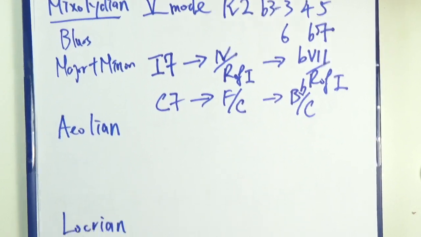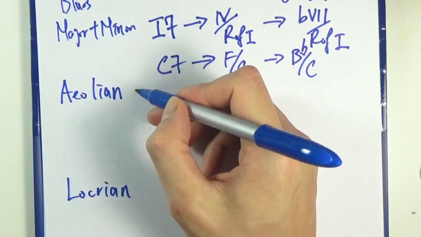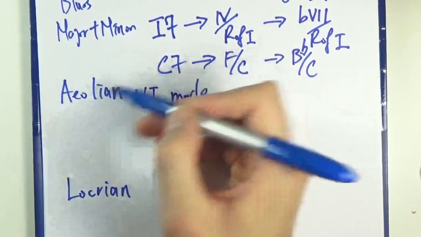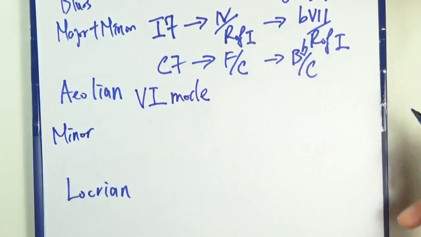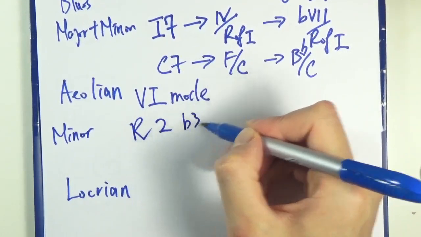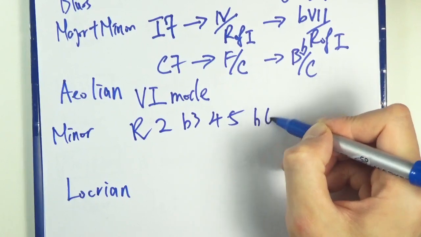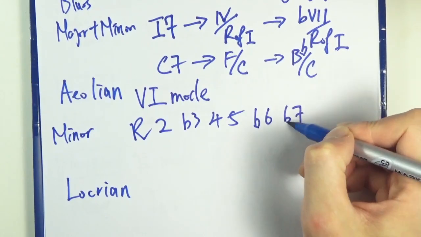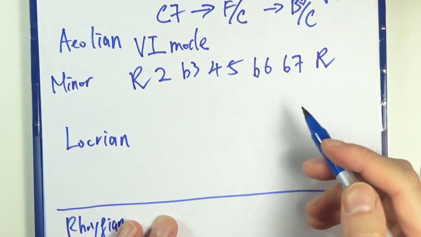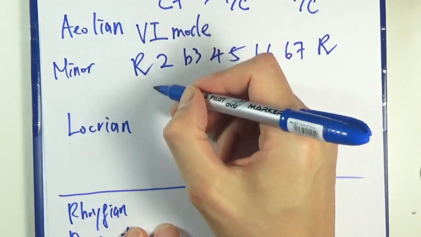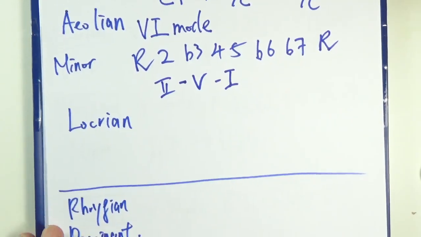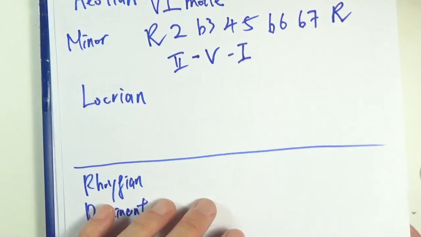Alright. Aeolian, that's just minor, so 6th mode. Minor sound definitely, because that's actually just natural minor. Formula: root, 2, flat 3, 4, 5, flat 6, flat 7. I shouldn't have to explain everything here, I guess. Okay, 2, 5, 1 would bring out the minor sound. I was thinking of skipping it, but for consistency's sake, let's just keep that.